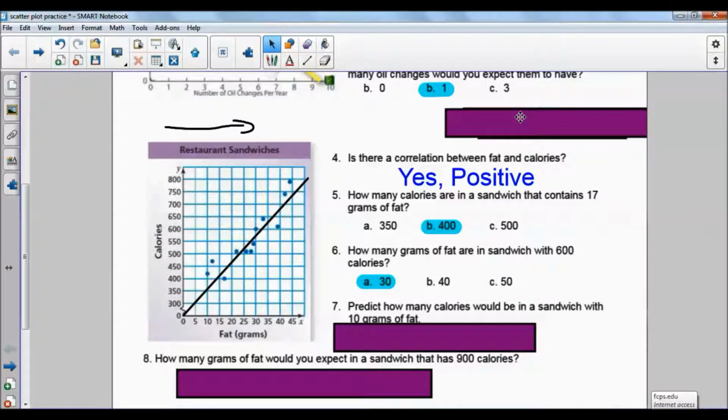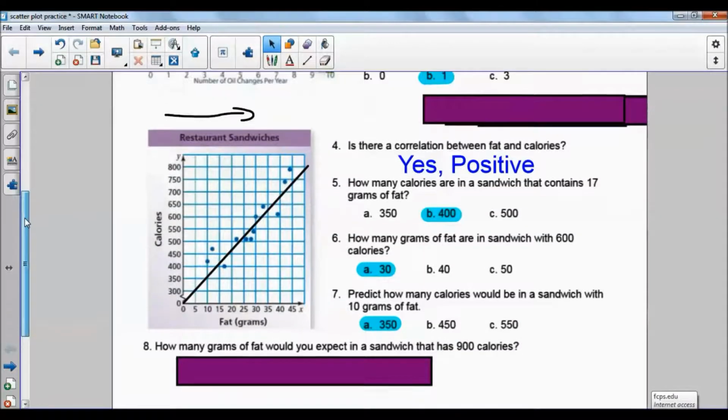Our next one says predict how many calories would be in a sandwich with 10 grams of fat. So we're not actually using any of the points. We're going to use our line of best fit to help us. From the line of best fit that I drew, we look at 10 grams of fat and go to our line. Well, we would predict it to have around 350 calories.